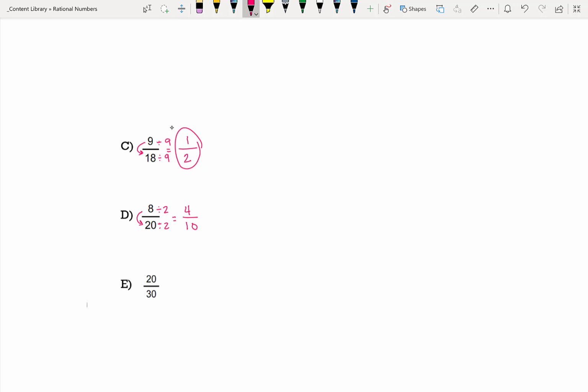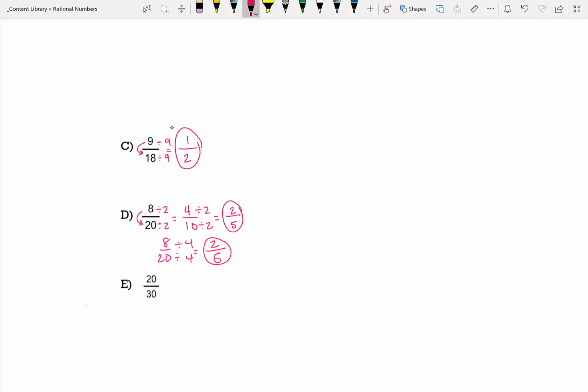Because both numbers are even, I know that they still share a factor and can be divided by 2 again. 4 divided by 2 is 2. 10 divided by 2 is 5. So it's 2/5. You also could get there by just starting by dividing by 4. Eight divided by 4 is 2. 20 divided by 4 is 5. Either way, you get to the same answer.